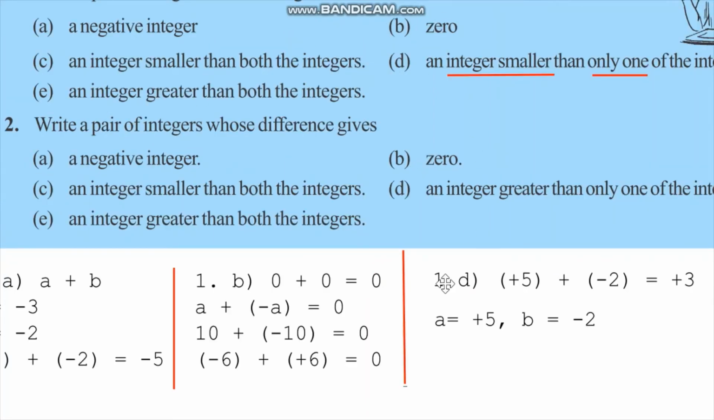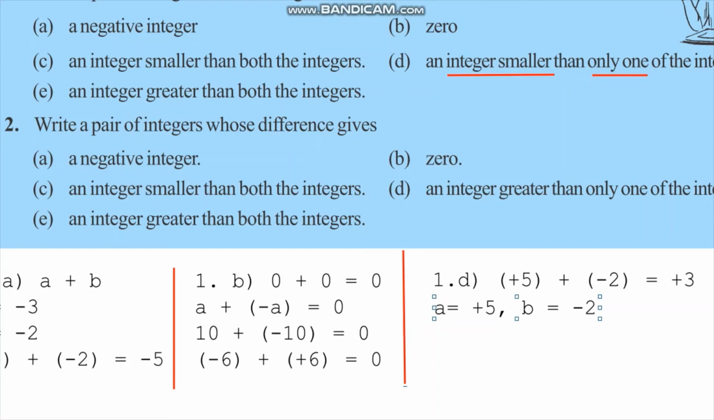So for D, we have A is equal to plus 5 and B is equal to minus 2. Now, let us go to question number 1E. We have to find two integers whose sum is an integer that is greater than both the integers. So the sum needs to be greater than both the integers.